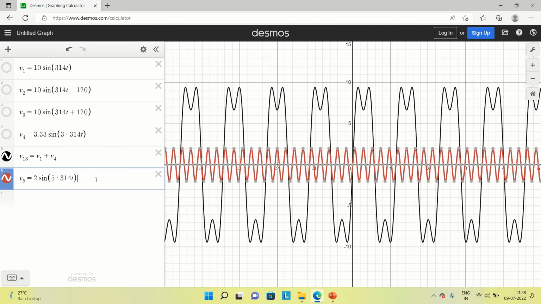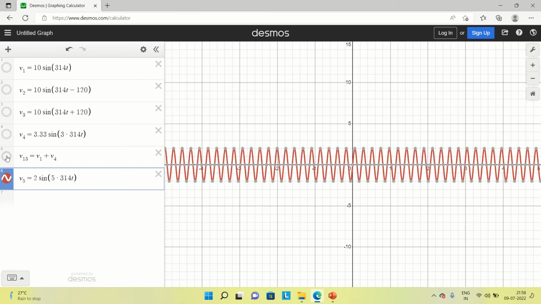Okay, so now have a look at this waveform. I just remove this black color because black color representing your third harmonic added with your fundamental. Now we are simply going for fifth harmonic signal alone. Okay, fifth harmonic signal alone. So magnitude wise 5 times lesser, frequency wise 5 times greater.